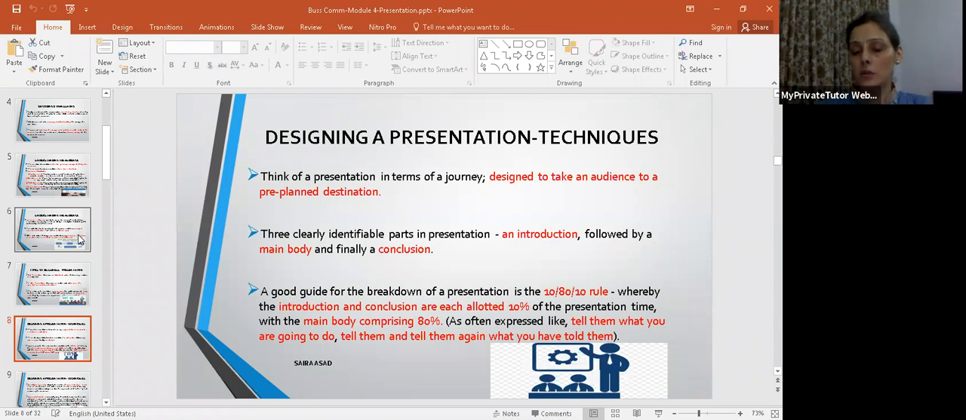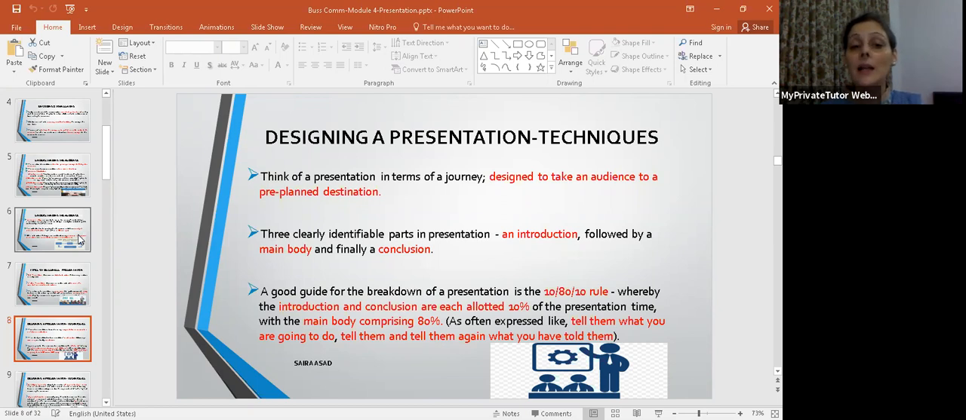Designing a presentation, the techniques we are going to focus on. Think of a presentation in terms of a journey designed to take an audience to a pre-planned destination. When you're going to make a presentation, just keep that in mind, that you are going to make your audience enjoy. You're not going to only impart your ideas on them. You're going to take them along with you, along on a journey.